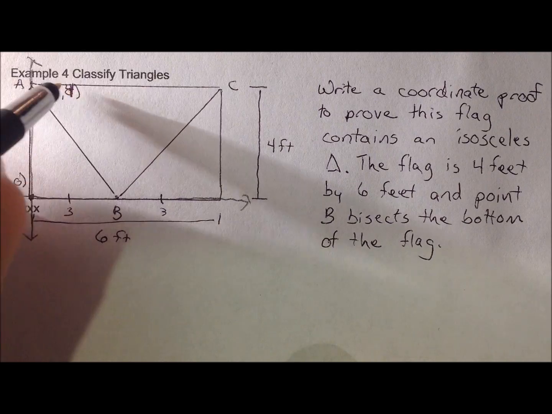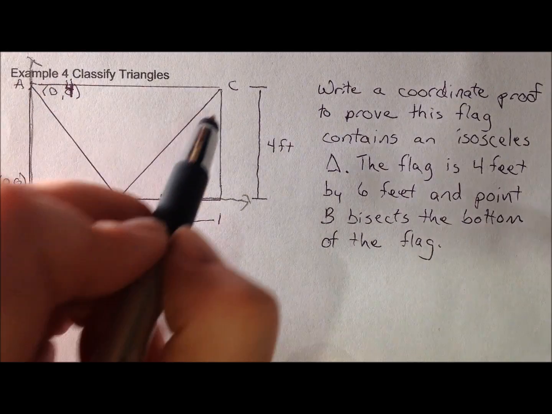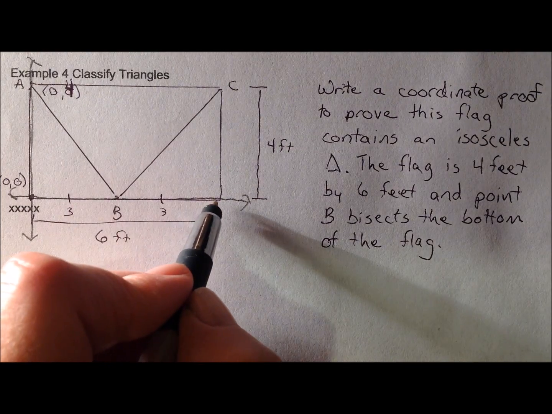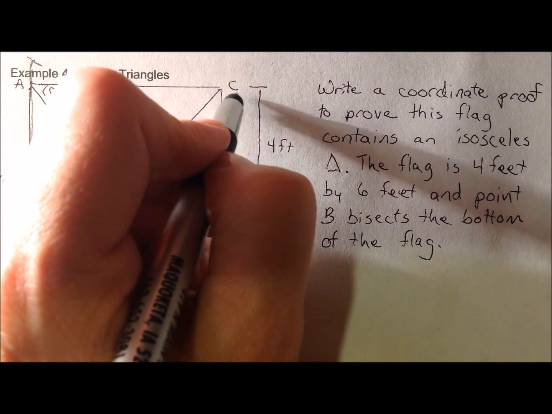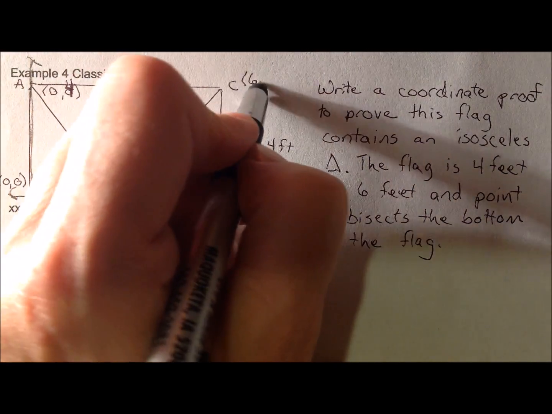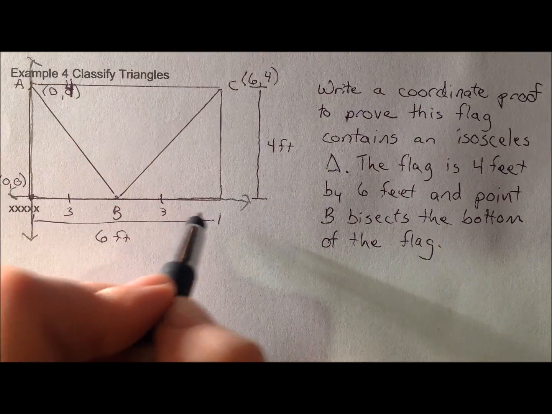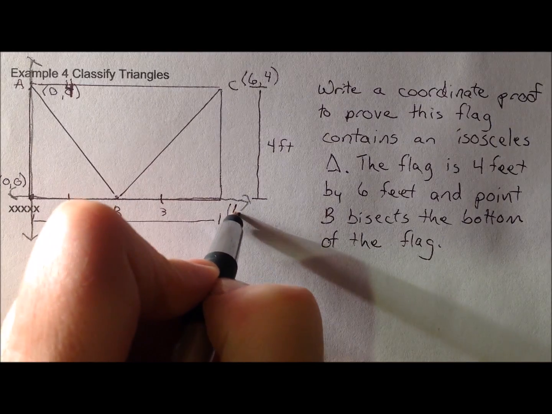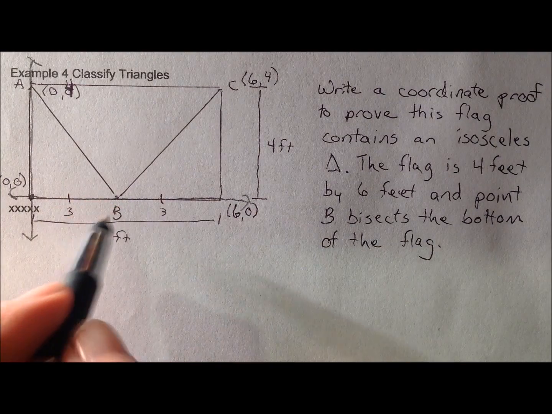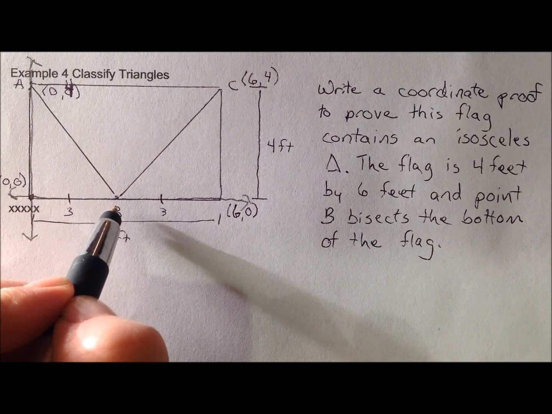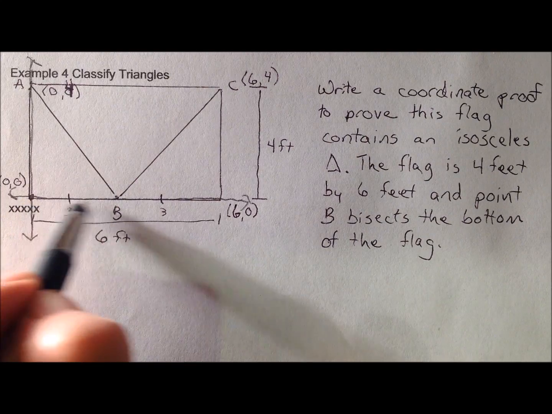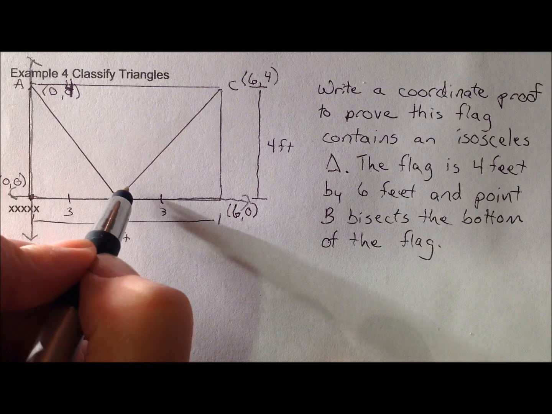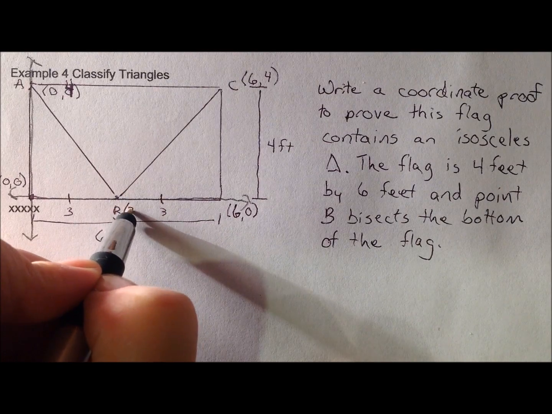Oops, now I need the 4 in there. Point C, its coordinates are going over 6 and up 4, so 6, 4. And this bottom corner of the flag has coordinates of 6, 0. How about point B? It divided this side in half, so this would be at 3, 0.